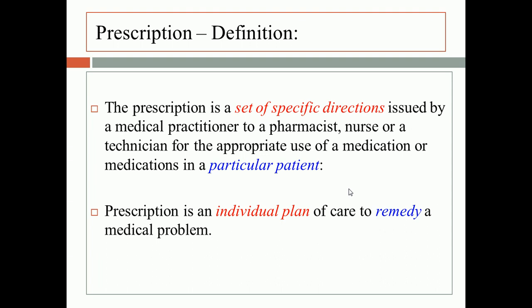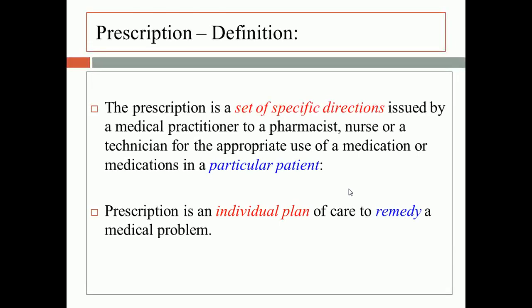It is a prescription. In order to understand what the 6 rights are and how safely drugs can be administered to the patient, we must study a bit about prescription. So what is a prescription? If we define it, it is a set of specific directions issued by a medical practitioner to a pharmacist or a nurse or a technician for the appropriate use of a medication or medications in a particular patient.